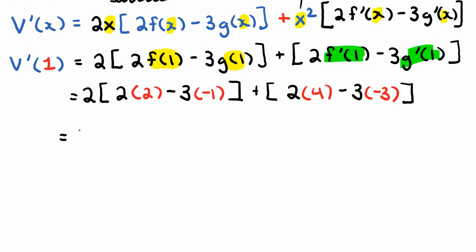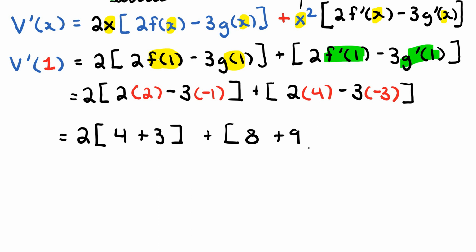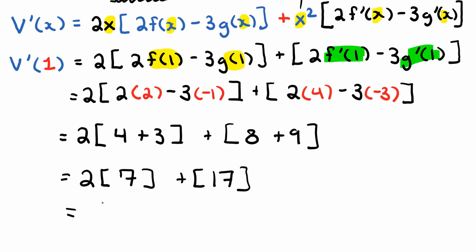Okay, so we have a little bit of work to do here. So 2 bracket, 2 times 2 is 4 plus 3. Plus 2 times 4 is 8, plus 9. Now this is 2 times 4 plus 3 is going to be 7. And then 8 plus 9 is going to be 17, I believe. So this is going to be 14 plus 17, and that equals 31 as a final answer there. So quite a bit of work to do for question number 6, but that's definitely a very good question to demonstrate a very good understanding of these table derivative questions.